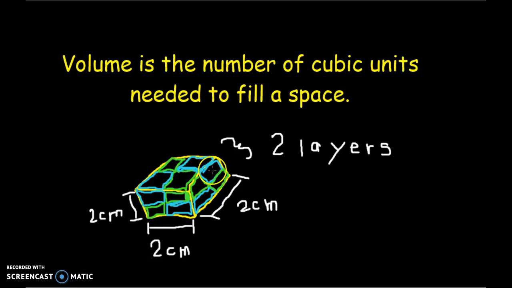So we can think of having this one prism here, and it takes about 8 cubes to fill it up. So it's the space on the inside that we're trying to find the measure of. So this is volume.